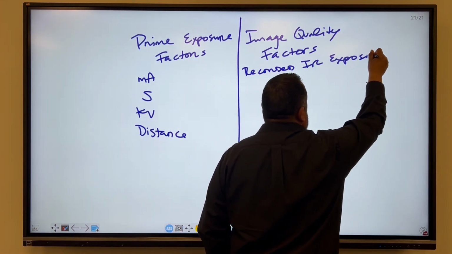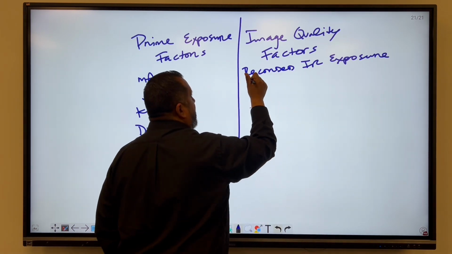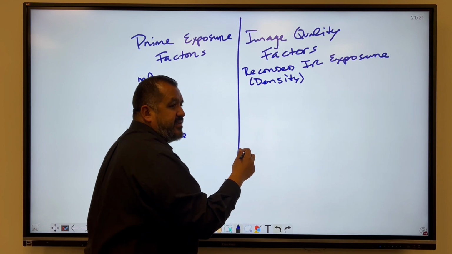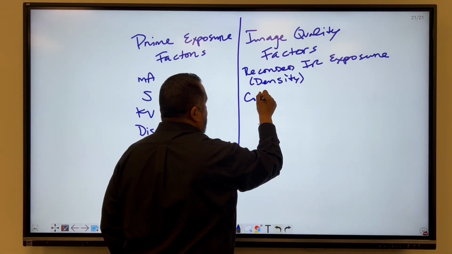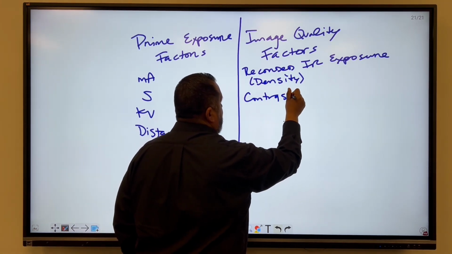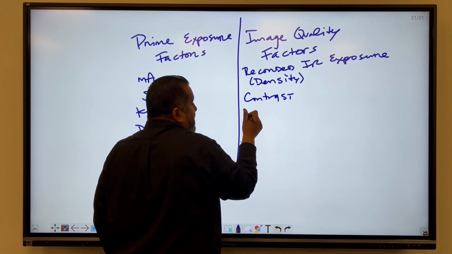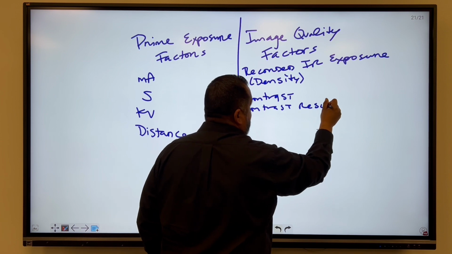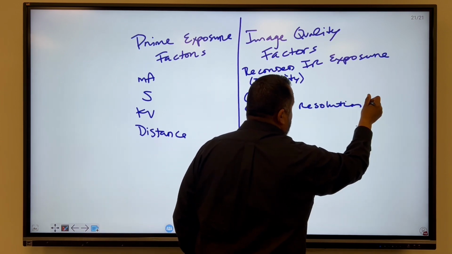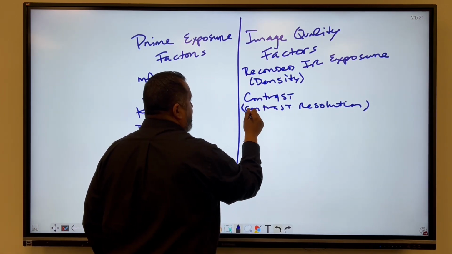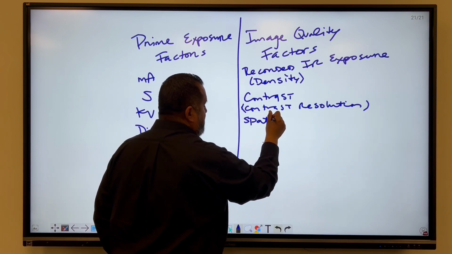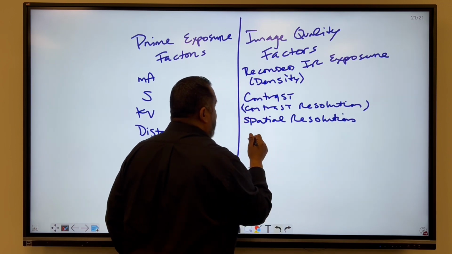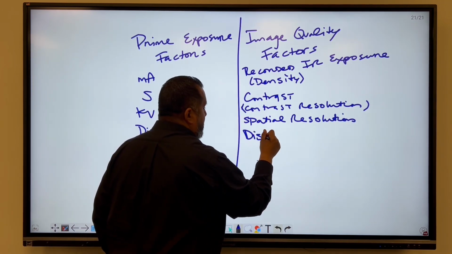It's not synonymous, but we used to have what's called density. And density are the exposure levels, the blackness on the image. Then we have contrast. I'm gonna sneak contrast resolution in here as well, even though it's not one of the four, but I'll put that in parentheses. Then we have spatial resolution. And then we have distortion.